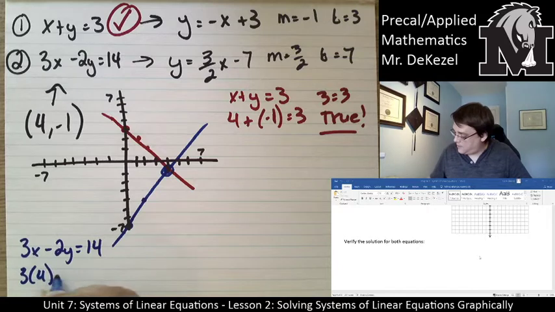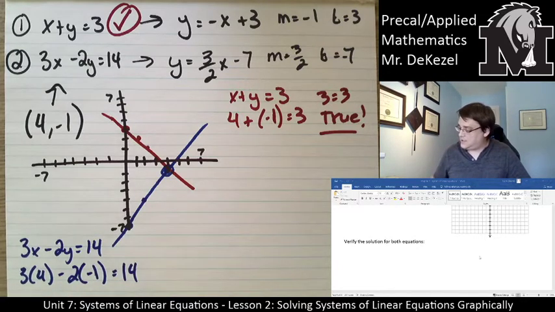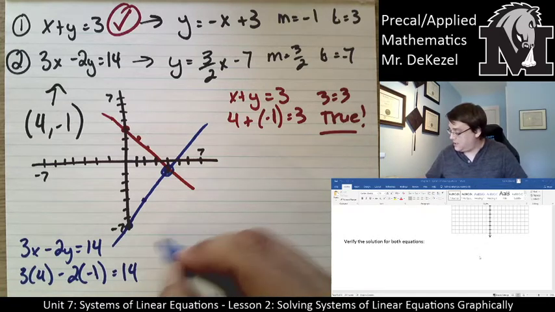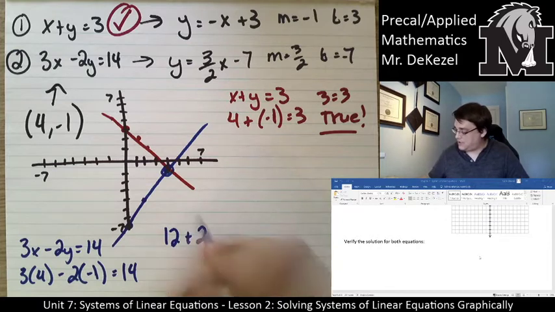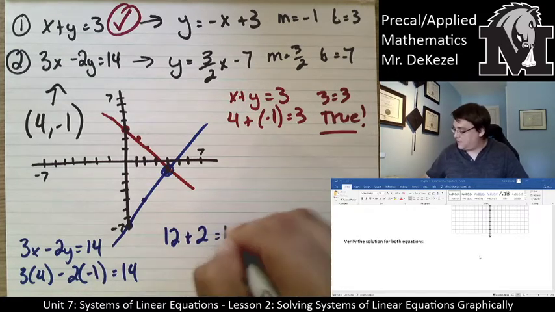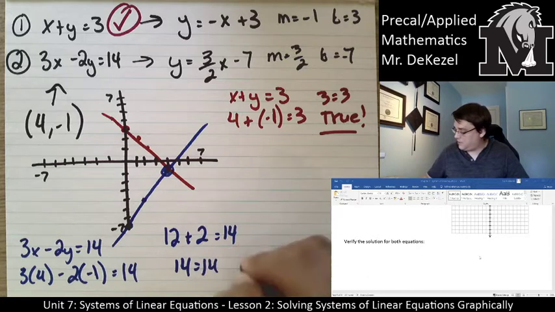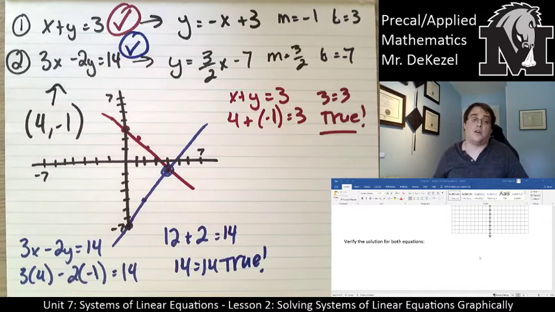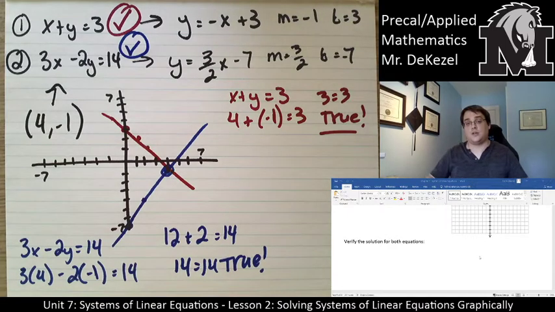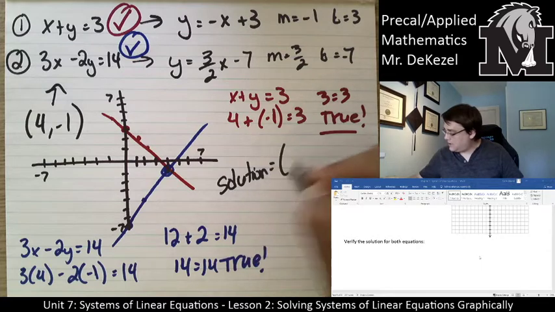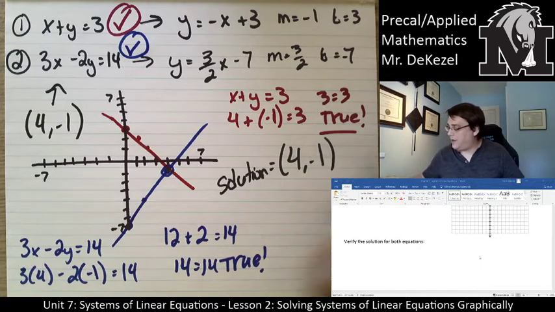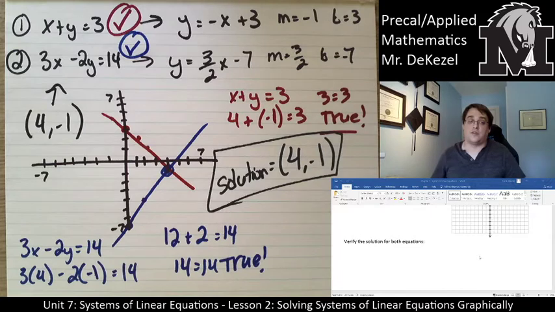3x is 4, minus 2 times y is minus 1, equals 14. This is 12, I'll do it this way. This is 12 minus, no, plus 2, because minus 2 times minus 1 is equal to 14. 14 equals 14. This is true, which means that this equation also works, and our solution is 4, 1. That is what we would be looking for in a solution.